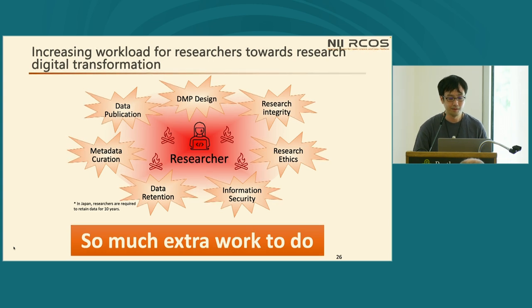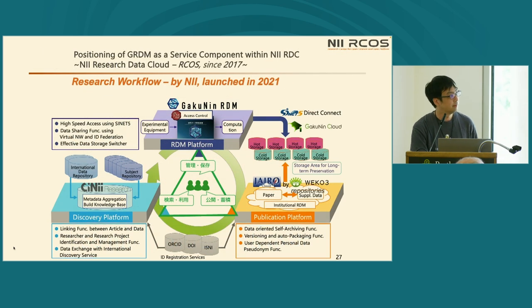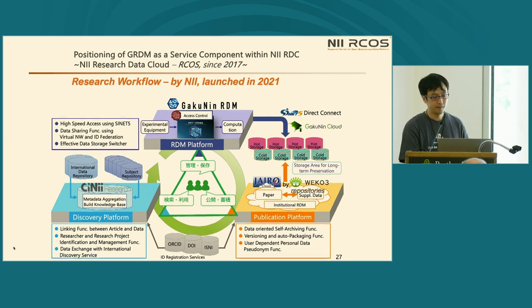Things we have to do is to design our infrastructure so it could become a part of their work and effectively support the research itself. Based on the direction discussed at the Cabinet Office and Science Council in Japan, we started to develop a data platform named NII Research Data Cloud, NIIRDC, for facilitating data-driven science and open science in Japan.